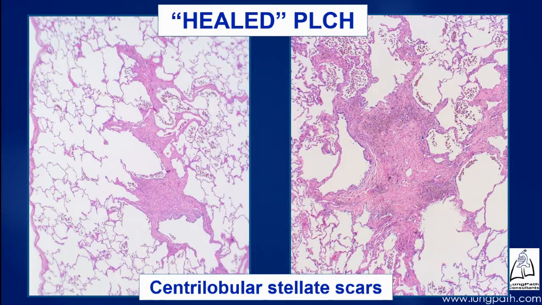So in such a case as this, you can't do an immunostain to confirm the diagnosis. You have to know something about the distribution of the process and the character of the scarring. And a stellate centrilobular scar, like you see in these two images, does not usually get caused by most other fibrotic lung diseases. This is very, very typical of healed or late PLCH.